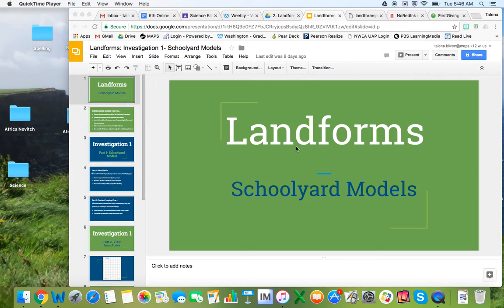Okay, regarding the first question, what features of the schoolyard did you include in your model? You can answer that yourself, what you actually used. Some possible answers might be buildings, playgrounds, sidewalks, trees. Maybe you included the prairie. Whatever you actually used in your own model is what I'd like you to include here.